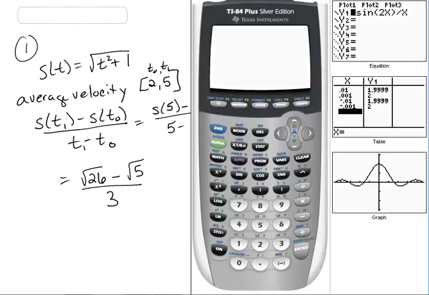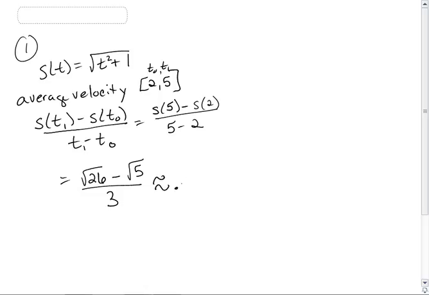And so if you want to get a decimal approximation to that, you can type into your calculator, square root of 26 minus the square root of 5, and then you want to divide that by 3. So it's 0.954. That's the average, and that's going to be meters per second.